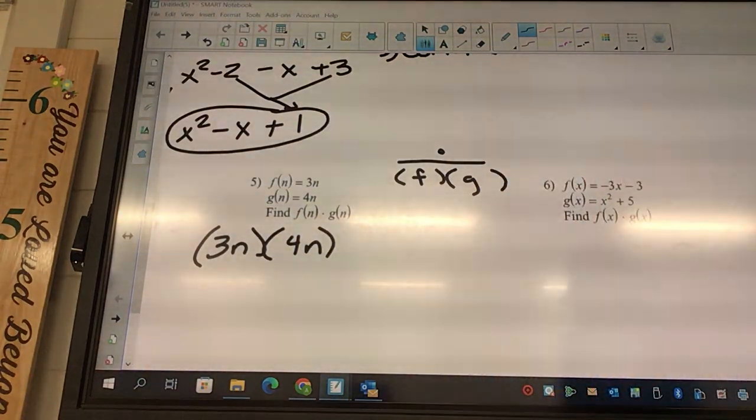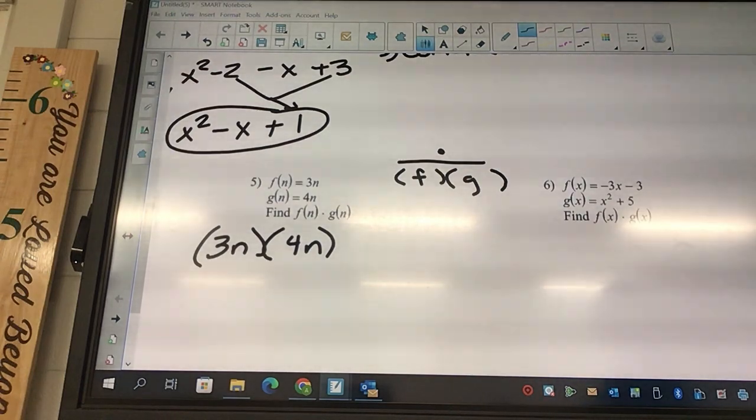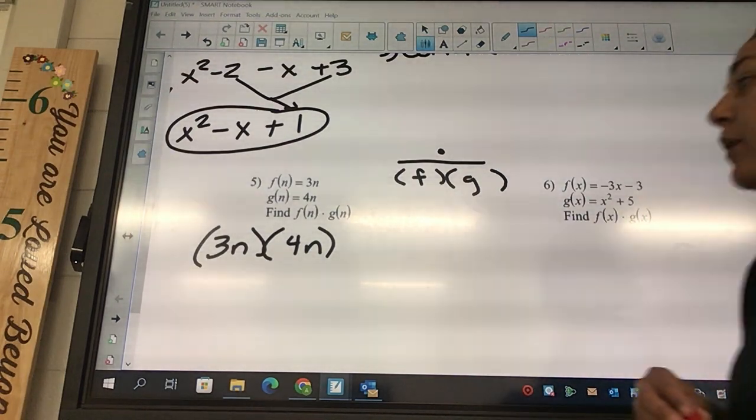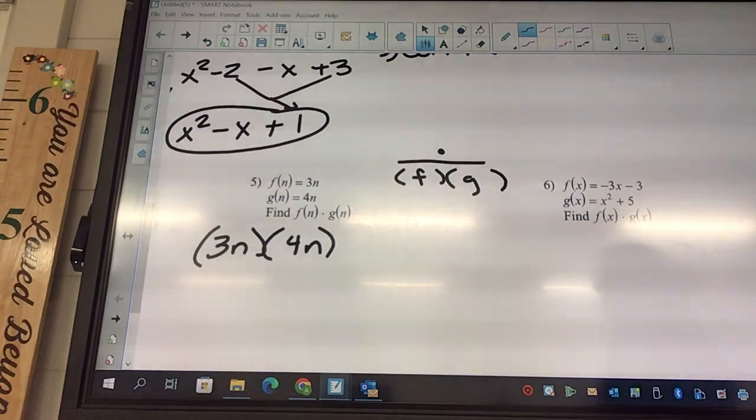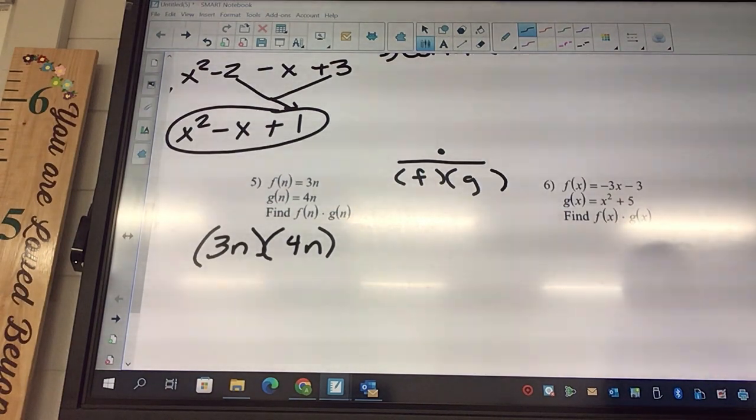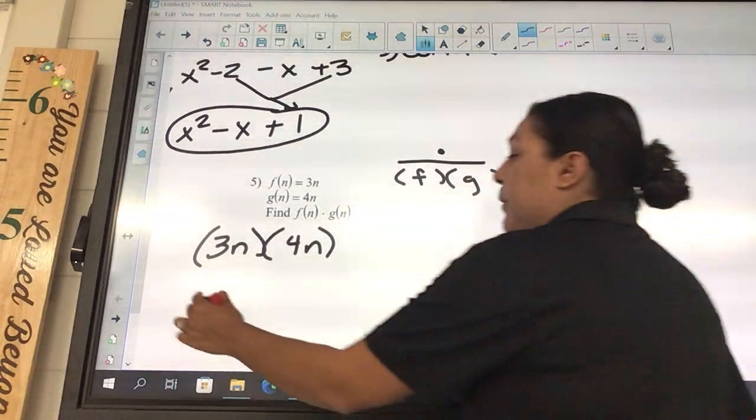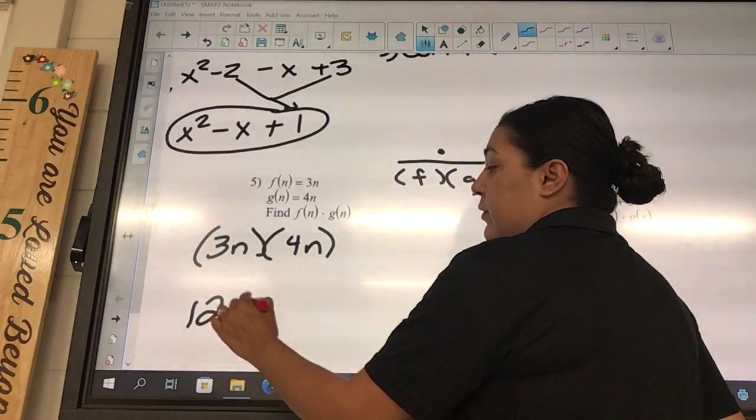And this one is definitely easier than some. You're definitely going to get a harder one like 6. But if you need some help today doing 6, I'll help you. Okay, what is 3 times 4? 12. How many n's are there? 2.